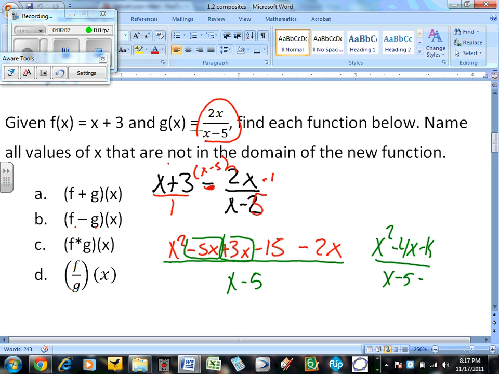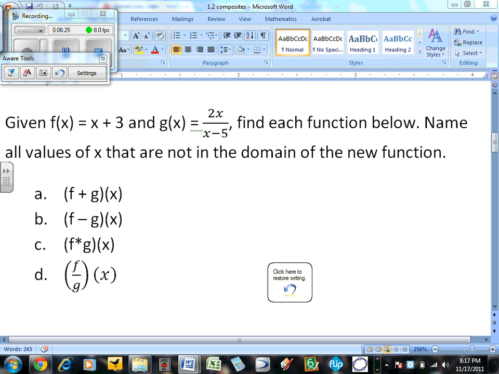And again, name the x value that can't be in that domain. It's going to be x minus 5 equals 0. So we'd say x minus 5 cannot equal 0 because we can't divide by 0. Can't have 0 in the denominator. It's undefined. Add 5, so x cannot equal a positive 5. Okay.